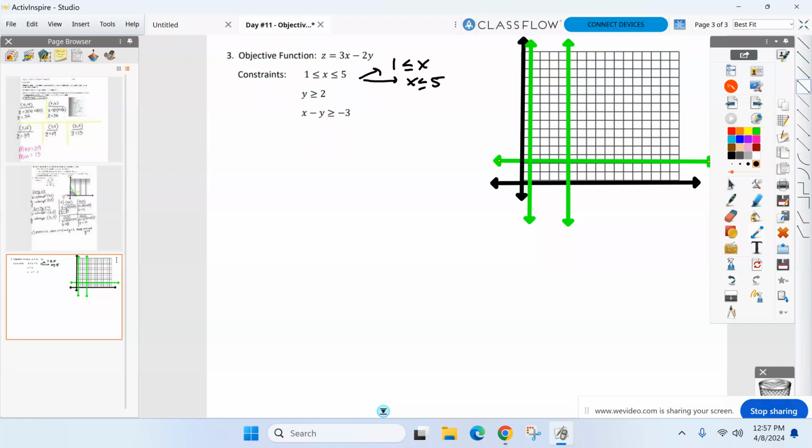Wait, oh, it's positive. Oh, there's no dots.